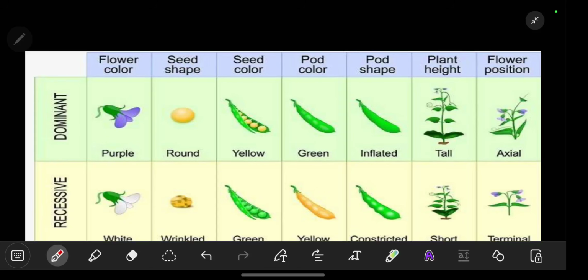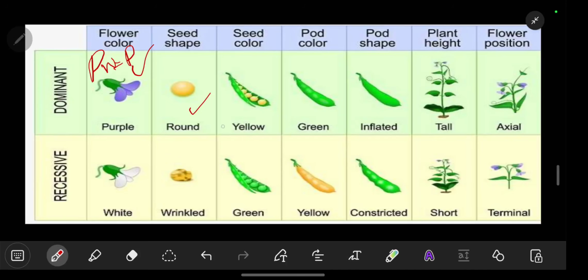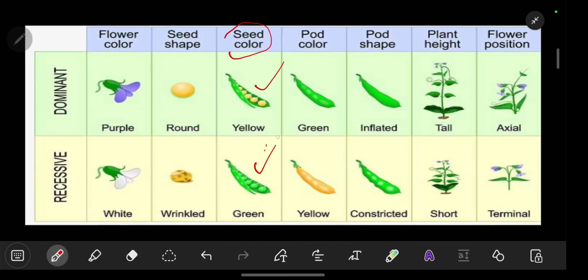Okay, so to answer the next question, we need to understand some of the things. We should know, number 1, purple is dominant, meaning as long as it's there, if we have, let's say, purple and we have white, the outcome will be seen to be purple. So it is dominant. Round is dominant. For the shape, we have yellow seed color. So the seed color yellow is dominant over the green one.